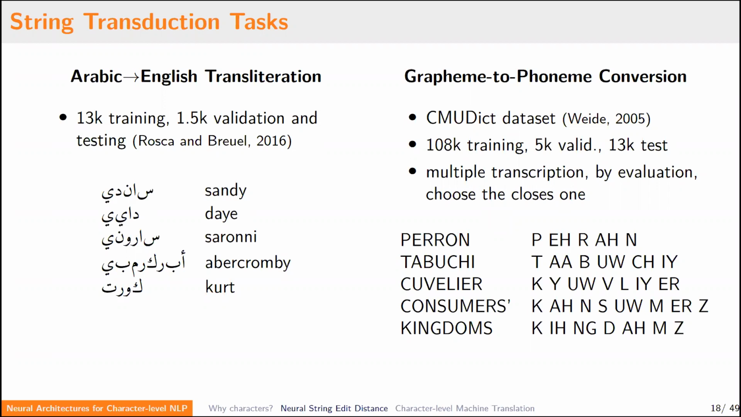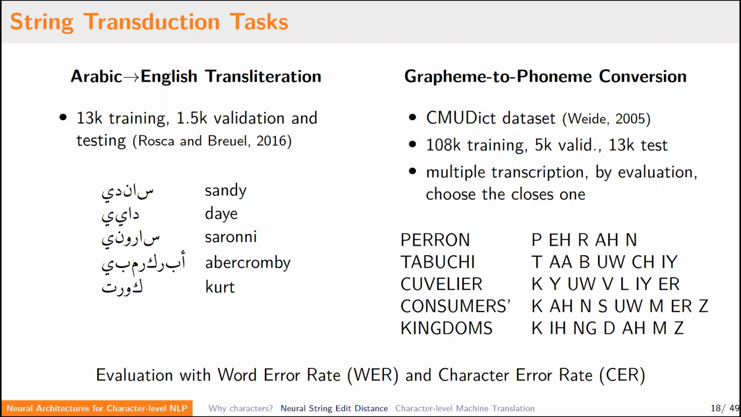So the standard evaluation is that you do the transcription, then you find out which one of the possible translations is the closest, and you compare with the closest one. And the evaluation metrics that are used for that are word error rate and character error rate.